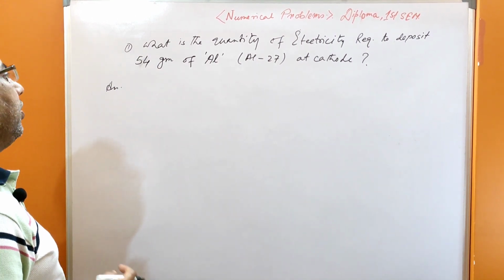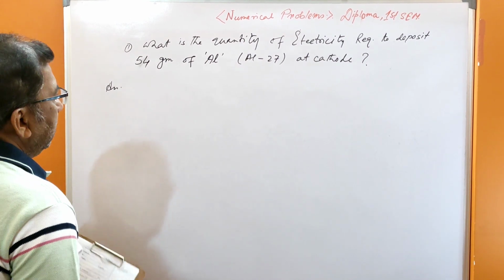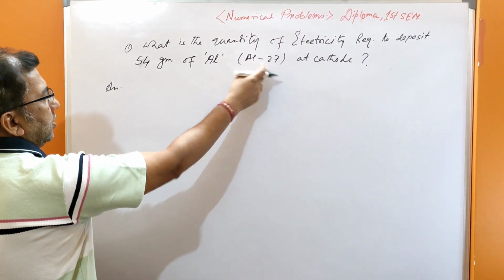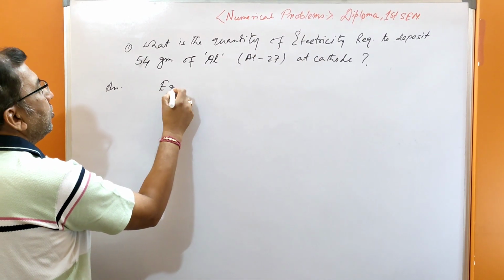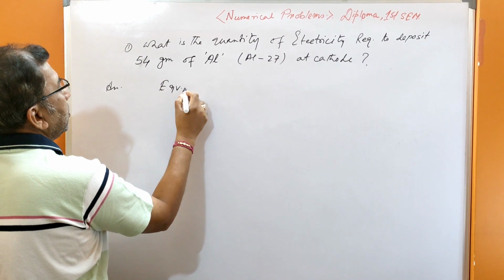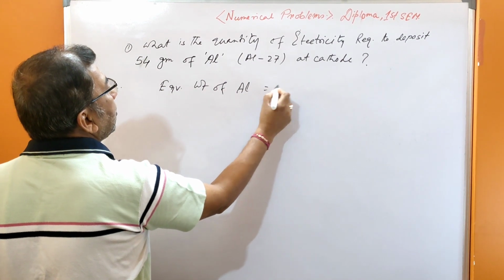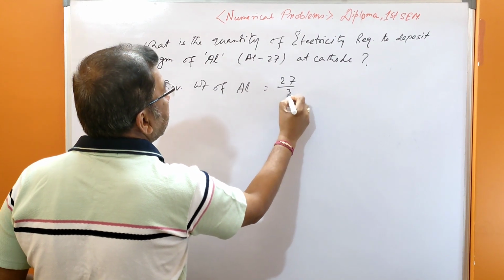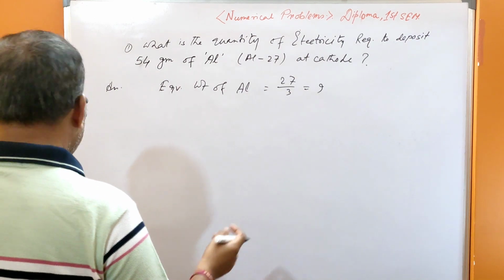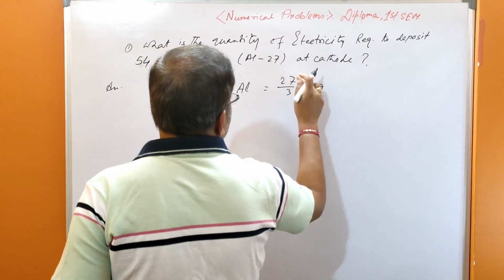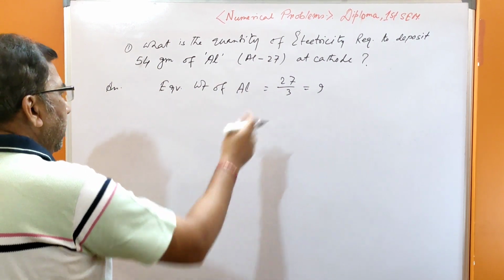In this case, you have to find out the equivalent weight. इसका valence कितना? 3. So equivalent weight of aluminium equals 27 by 3 equals 9. Okay, 27 by 3, 9 gram. Clear? 27 is given, and the valence is 3, that is 9.